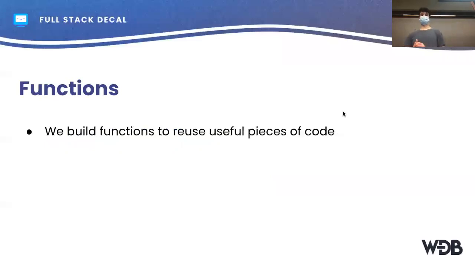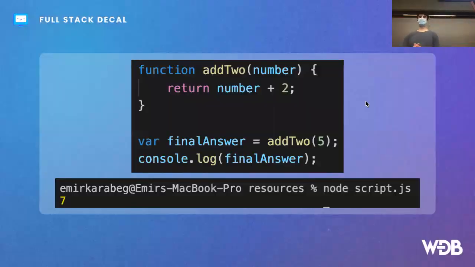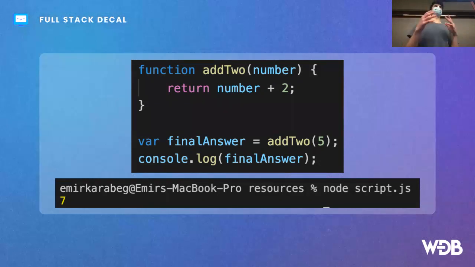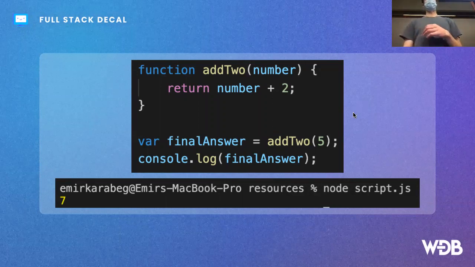We build functions to reuse useful pieces of code. Let's say I wanted a function to add 2 to some number. Notice the syntax here again. I'm using the keyword function and I'm giving this function a name. I'm saying add2, and we're expecting some parameter. You don't have to give it a type that you're expecting. We just know we're expecting some parameter number. Some variable is going to be passed in here, and we're going to call it number, and then we're going to return number plus 2. Then we initialize this finalAnswer variable, and we say add2, and we're passing in the number 5.